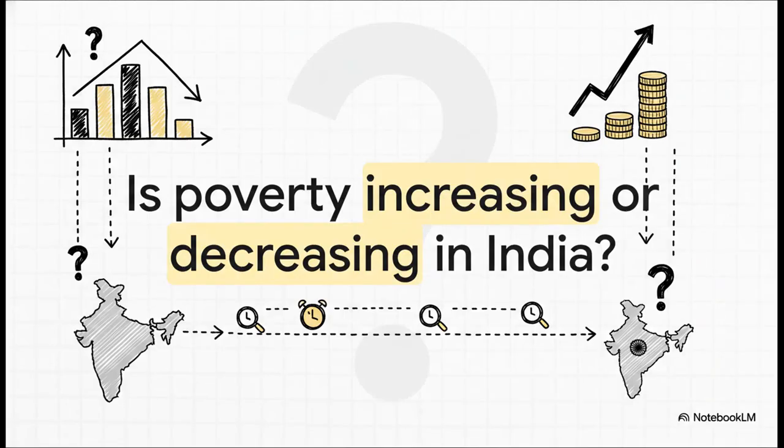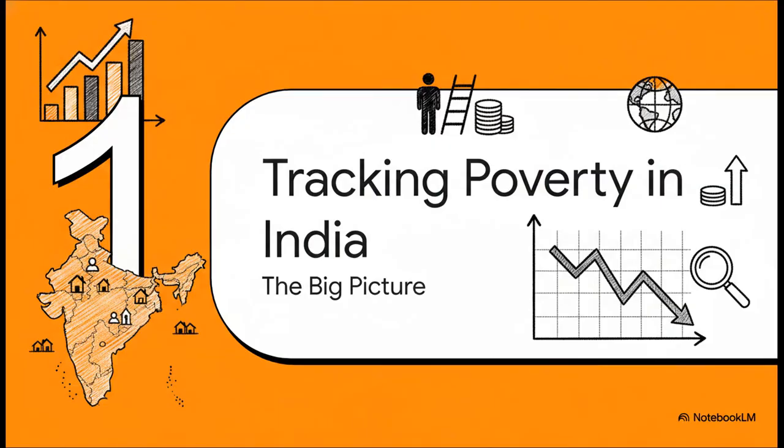So, the big question on our minds is: is poverty in India actually increasing or is it decreasing? It's a simple question, but the answer is a bit more detailed. To figure it out, we first need to get a clear idea of how we even measure and track poverty over many years. All right, let's start with the big picture. We're going to look at the overall trend of poverty in India first. This will give us a general sense of how things have changed.